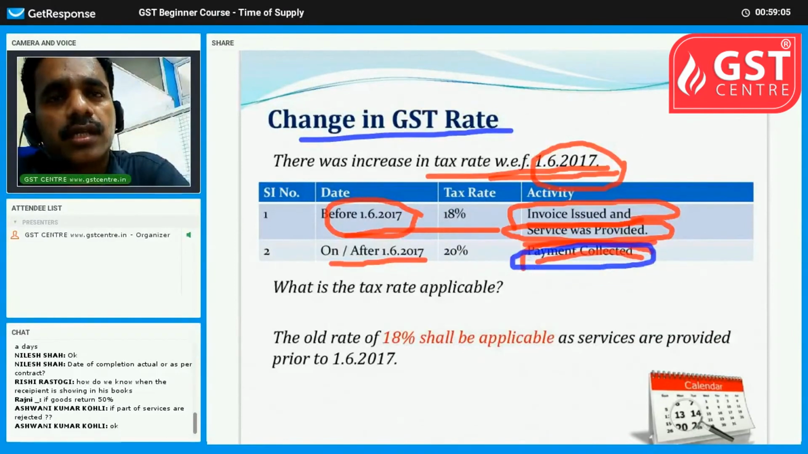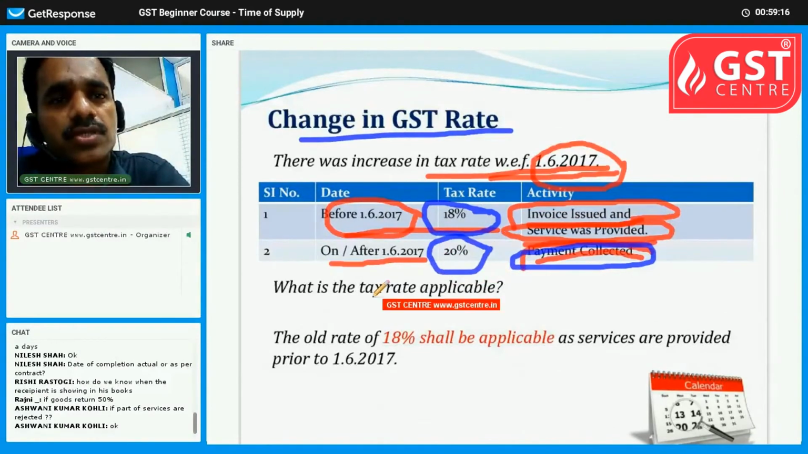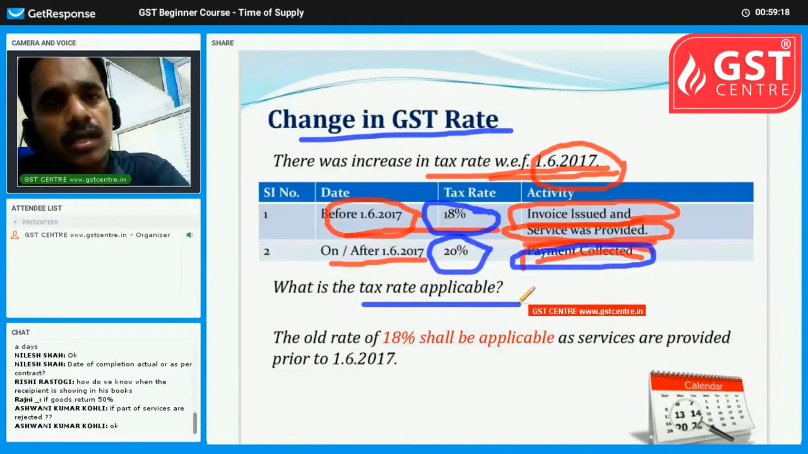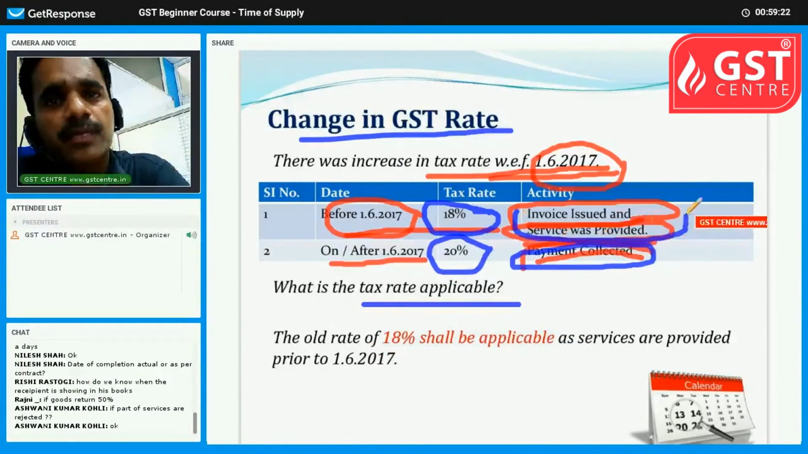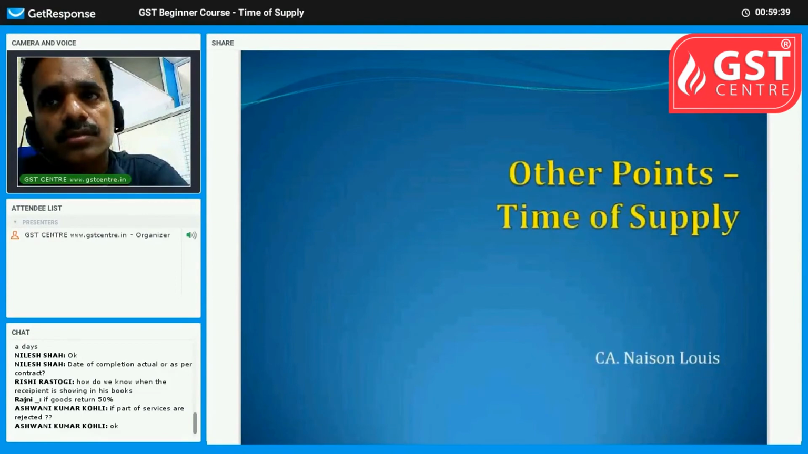So which tax rate should be taken? Before 1/6/2017, the tax rate was 18%, and after 1/6/2017, it is 20%. So which tax rate should be applicable? Here, as the invoice and service provision happened earlier, that should be taken, whichever is earlier. So 18% shall be applicable. So today we have seen 3 PPTs.